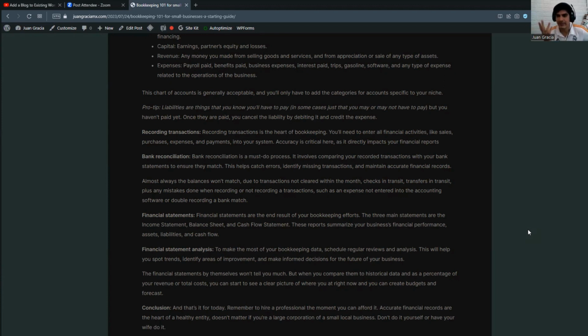Checks in transit that haven't been cashed, transfers in transit, because some transfers take 2 to 3 business days to clear, but you already recorded it in your accounting software because it already happened. It's just that it hasn't cleared in your bank account. Any mistakes done when recording transactions, such as duplicated invoices, expenses not entered into the accounting software, checks not entered into the accounting software. These kinds of things, you're going to catch them when you're doing the bank reconciliations.